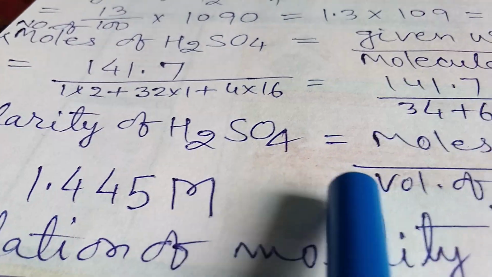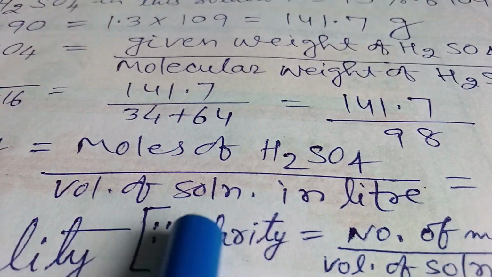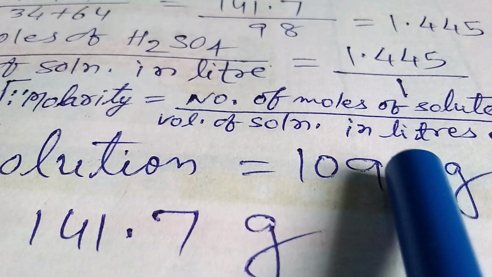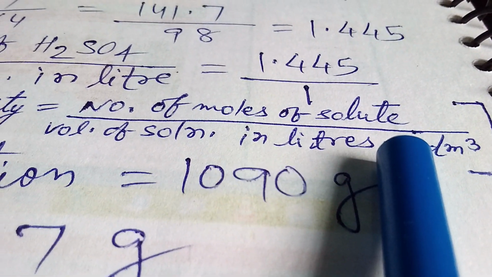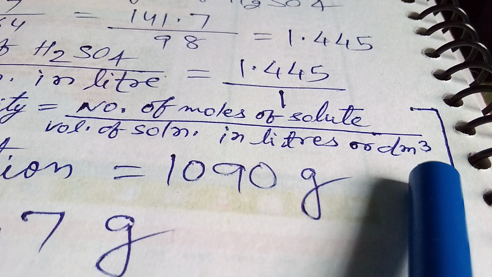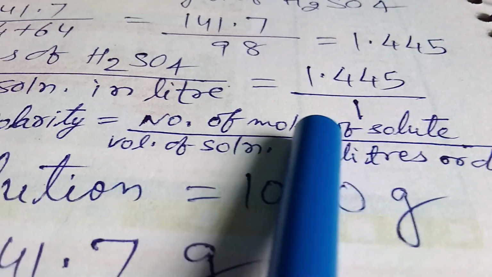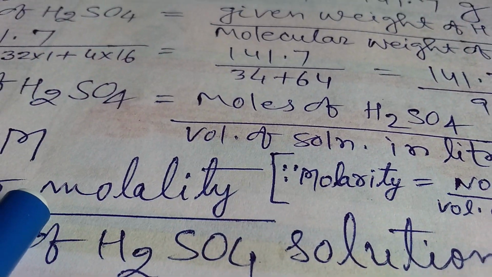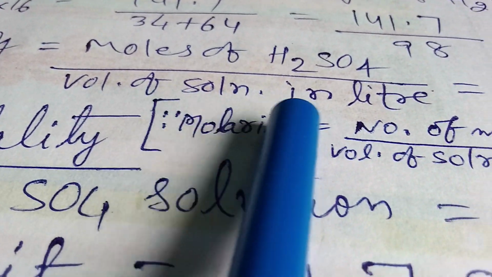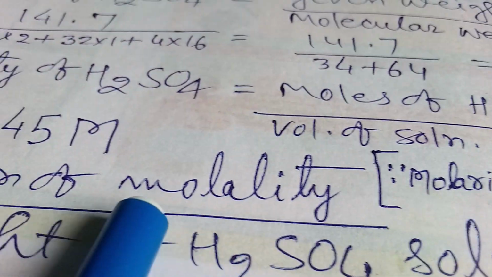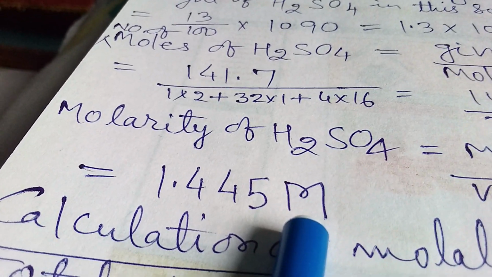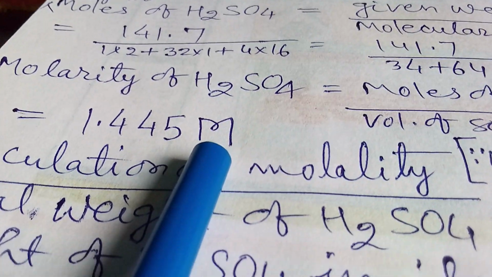Now, molarity of H2SO4 is equal to moles of H2SO4 divided by volume of solution in liter, because you know the formula that molarity equals number of moles of solute divided by volume of solution in liters or cubic decimeter. And here the solute is sulfuric acid. So, number of moles you have got is 1.445 and volume of solution in liter is 1. So that is equal to 1.445 M. Molarity is represented as capital M.